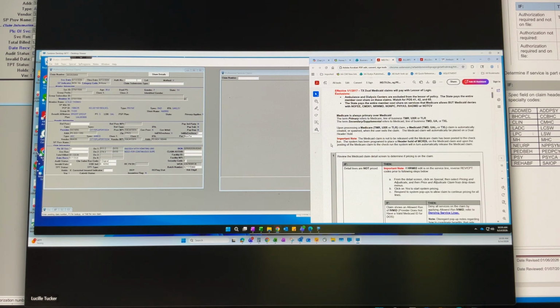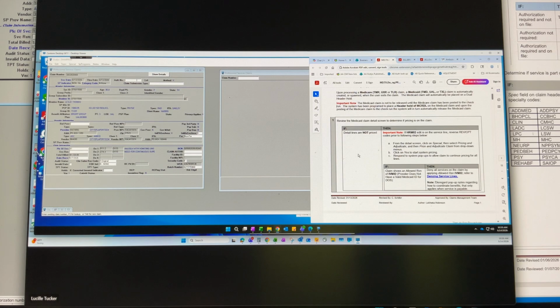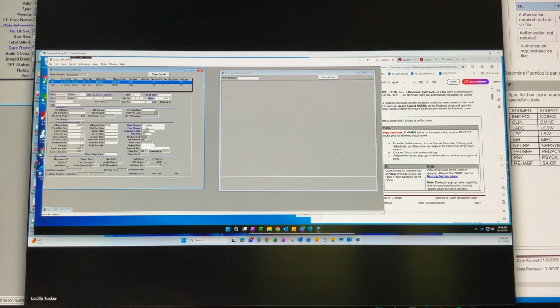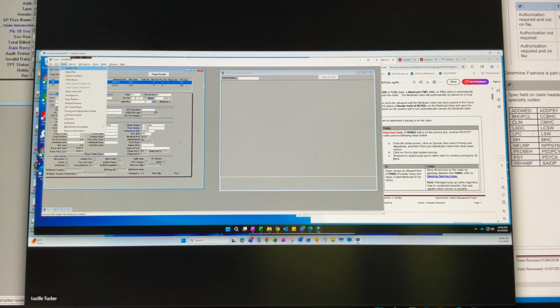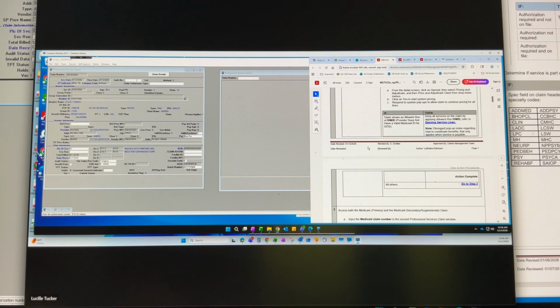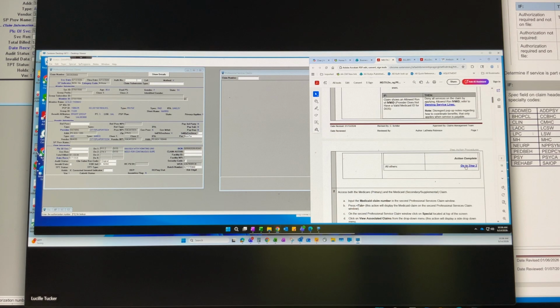So first we're going to review our Medicaid claim details to determine if we have pricing on the claim. I have my claim over here, and I do have claim pricing. Now, for all others, I'm going to go to step 2.